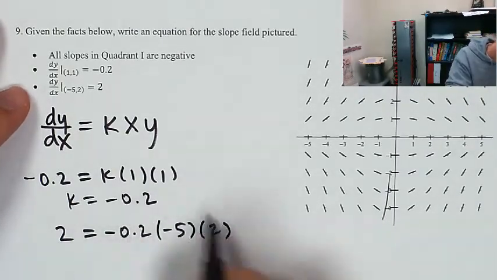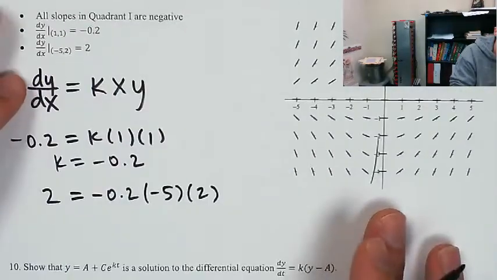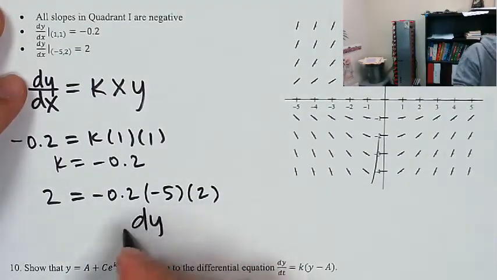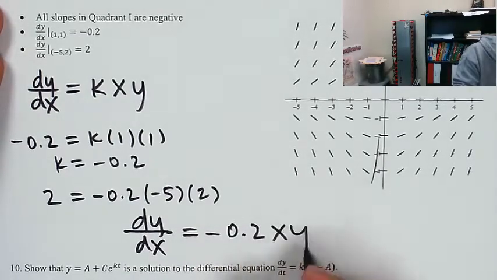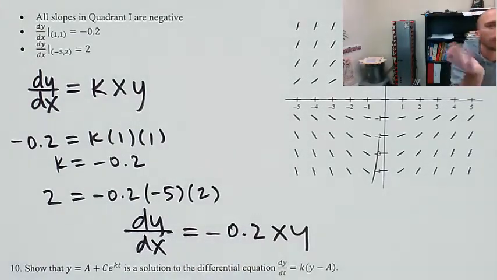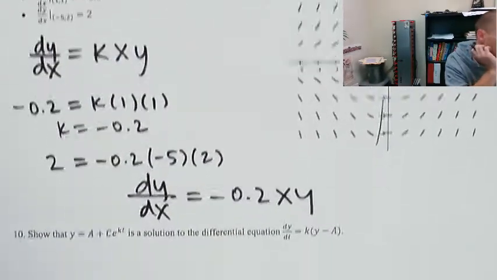Okay, so I feel good about this, and all the slopes in quadrant 1 are negative. So my differential equation is dy/dx equals negative 0.2 times x times y. But that's the type of thing that you're not going to be confronted with on the quiz or the test or anything like that. That was just a more interesting problem.